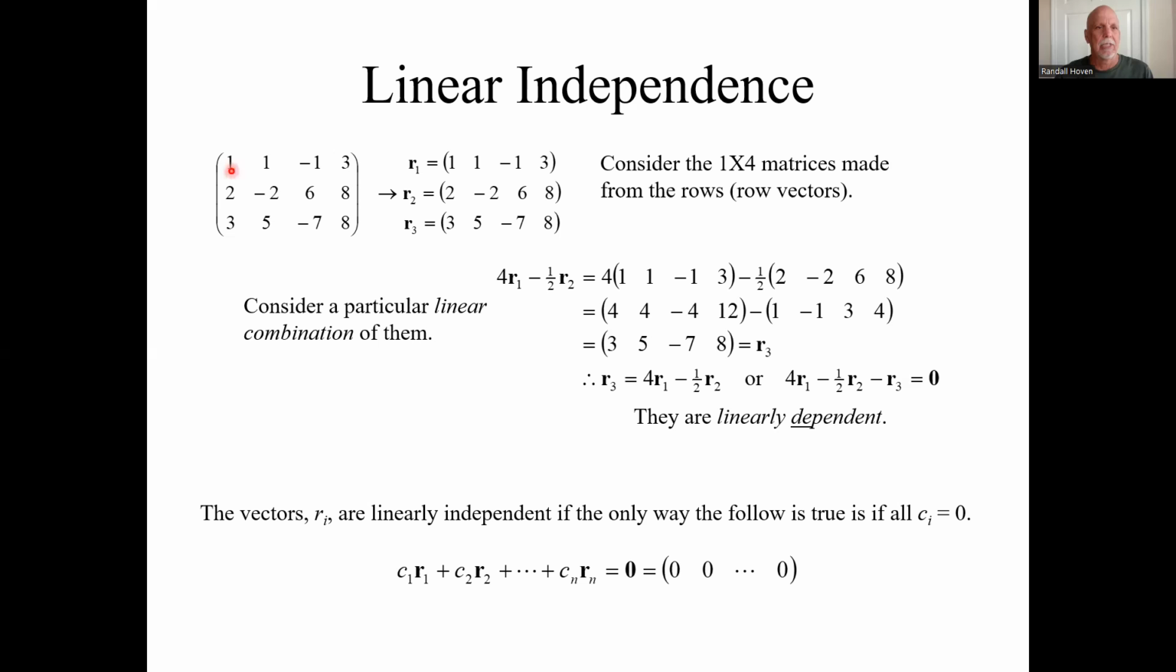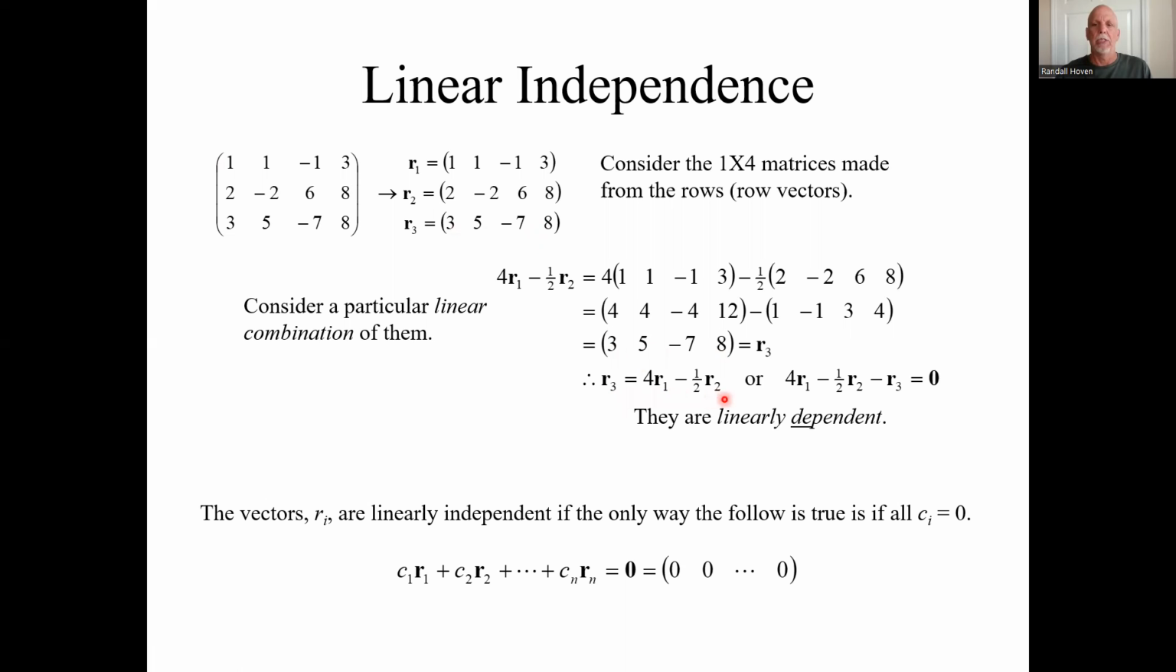First, let's say we have this as a starting matrix. And we'll talk about row matrices made up of the rows of these matrices. So this little row matrix is just this top row. This matrix is that middle row, etc. In this case, what if I took 4 times row 1 and subtracted half of row 2 from it? In arithmetic, you get 3, 5, minus 7, 8, which happens to be what row 3 is.